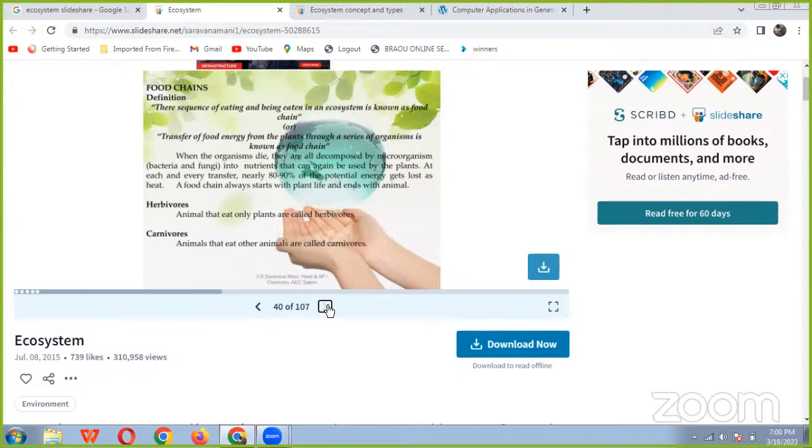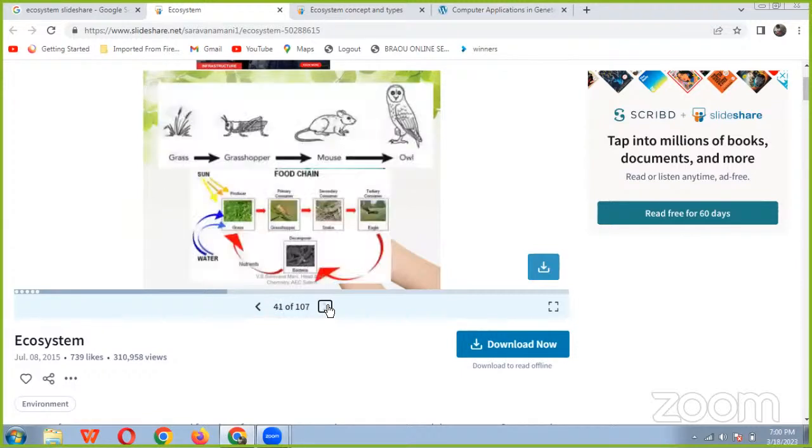Mainly in the food chain, there are also herbivores and carnivores. Next, this is a food chain: grass is eaten by the grasshopper, the grasshopper is eaten by the mouse, and the mouse is eaten by the owl. These are food chains.